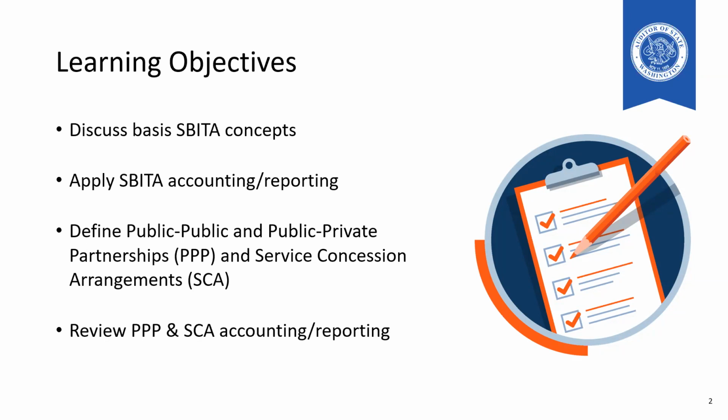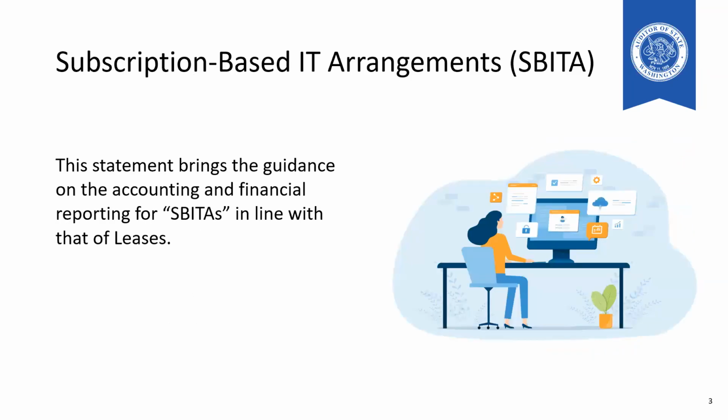We will then define public-public and public-private partnerships and service concession arrangements, also called SCAs. We will then talk about how to report those types of arrangements. First off, we'll start with SBITAs. And essentially, we are just applying lease accounting to our software contracts now.